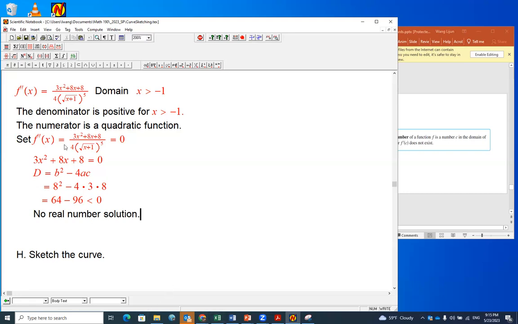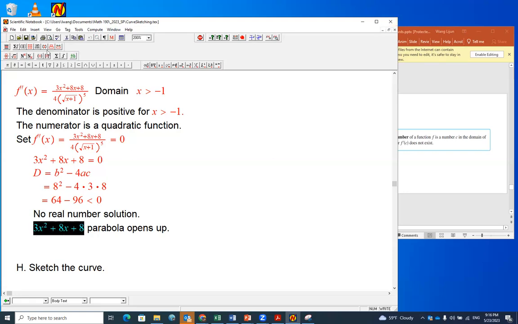And because this is a parabola, this parabola opens up, right? This parabola opens up and it doesn't touch the x-axis. Okay, this parabola opens up. It doesn't touch the x-axis. So imagine that parabola. And if you like, you can graph it.